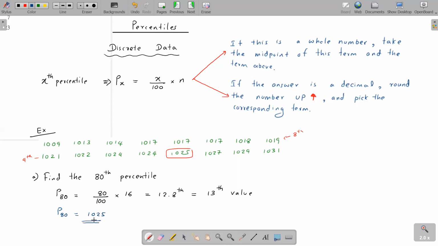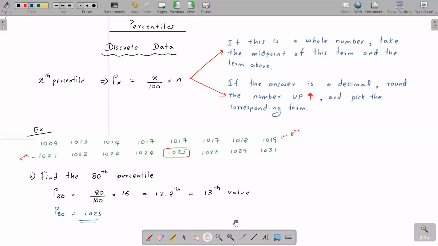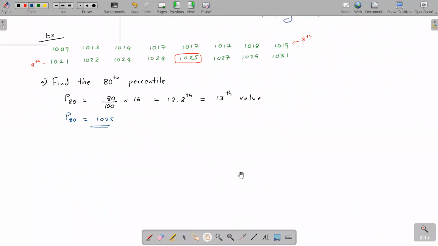Do you follow me? Is this clear? Okay, so this is all you have to do. When the data is discrete, all you have to do is simply follow the rules that you applied for quartiles, but the equation is different. That's all. So what about the percentiles when the data is continuous?